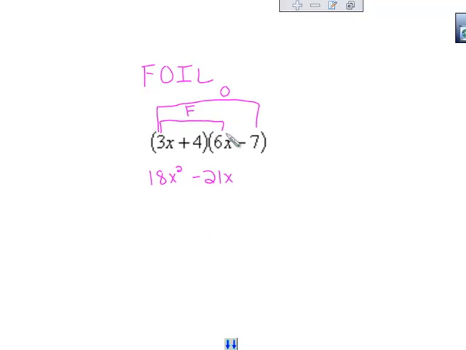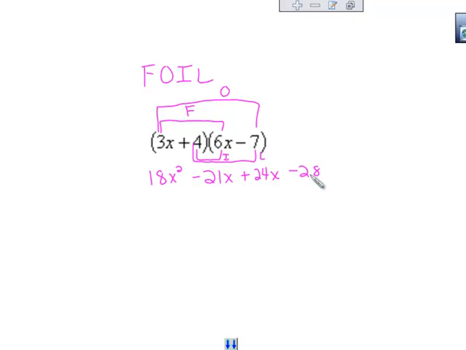Inside just means that the two that are on the outside, the other two are on the inside. So the two innermost terms, this is the I, are 4 and 6x. Positive 4 times 6x is positive 24x. And then finally, last. The last term in the first parentheses times the last term in the second. This is L. 4 times negative 7 is negative 28.